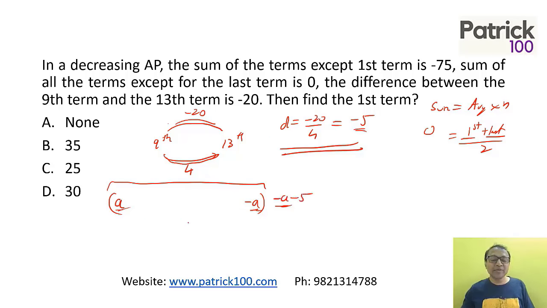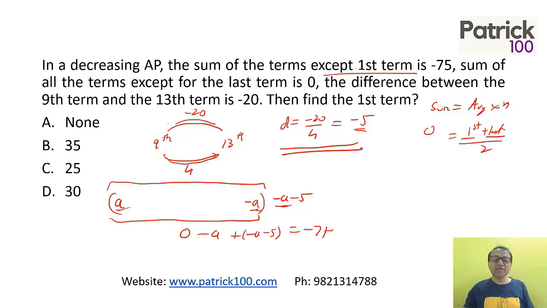Now if they say sum is 0, remember that. Now if you remove the first term and include the last term, it becomes minus 75 because it says except the first term. So you're removing the first term, A, and including the last term, it becomes minus 75. So minus 2A is equal to minus 70, or A will be 35.